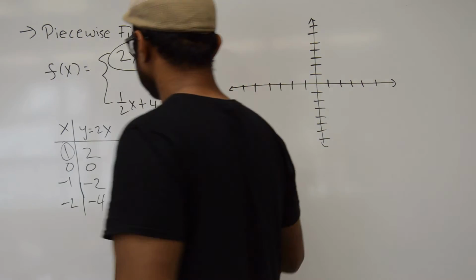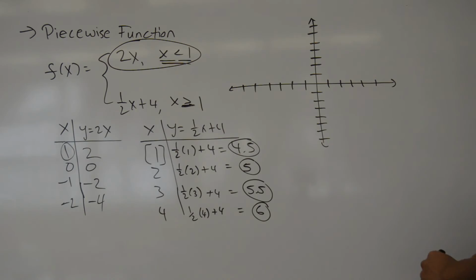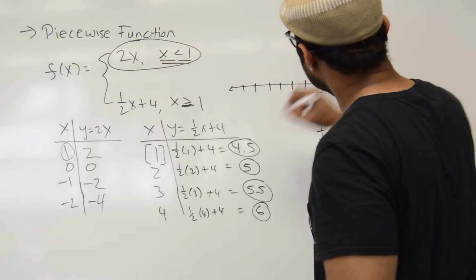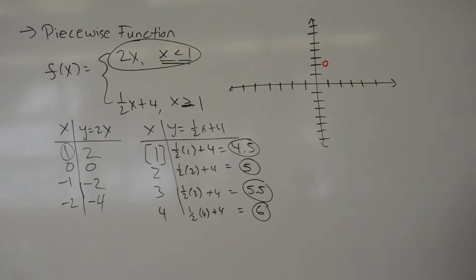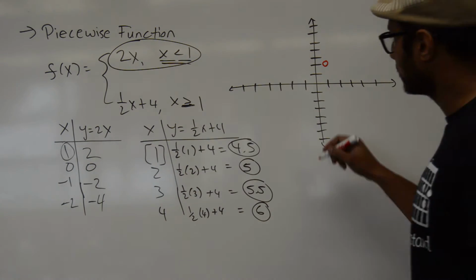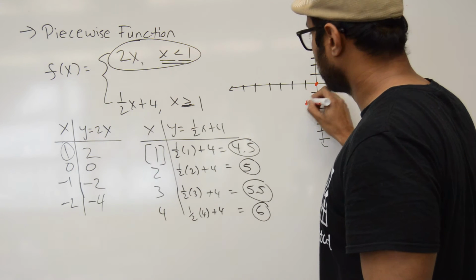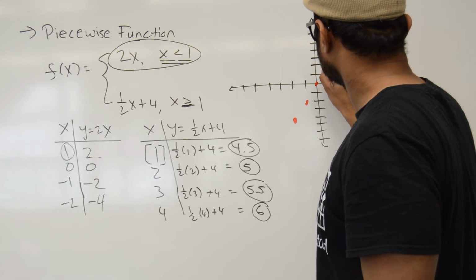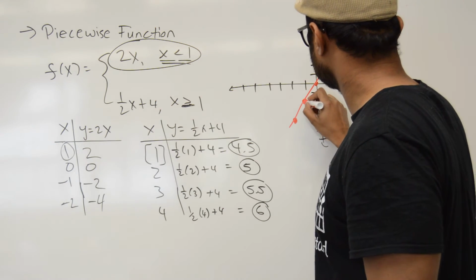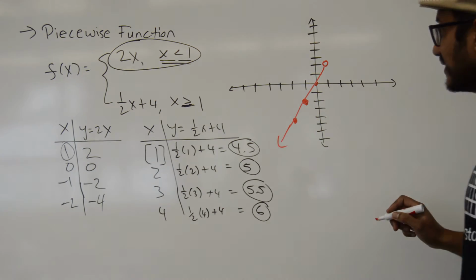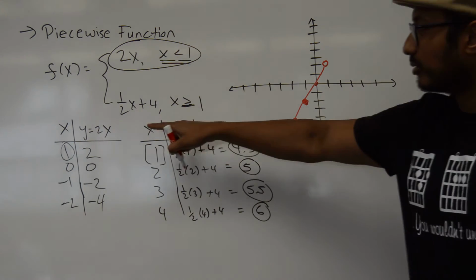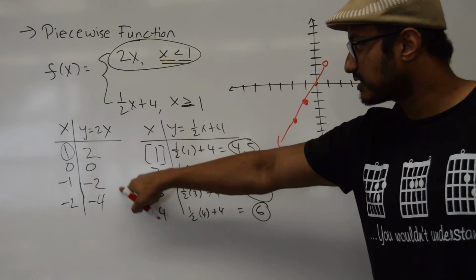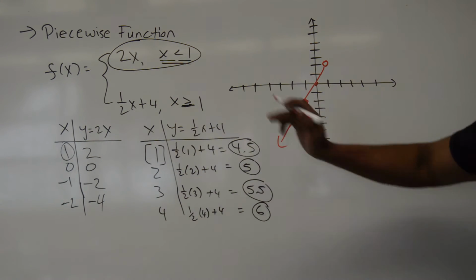First one, so you graph them individually on the same graph. Our starting point is 1, 2. So I got 1, 2, and I reminded myself I have an open circle, so I'm going to put an open circle there. Then I have 0, 0, then I have negative 1, negative 2, and then I have negative 2, negative 4. So it's going to look like this. Now notice that my line only goes this way because this domain says x has to be less than 1. So this table is valid only if x is less than 1.